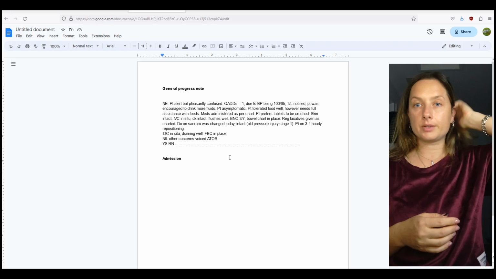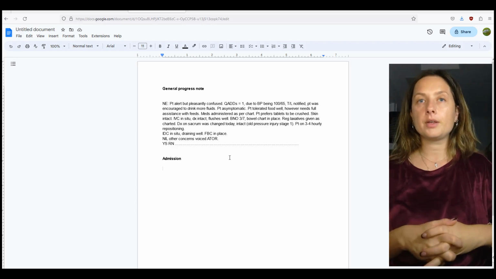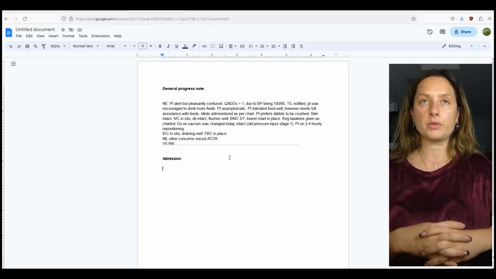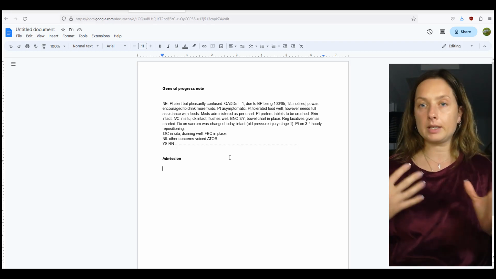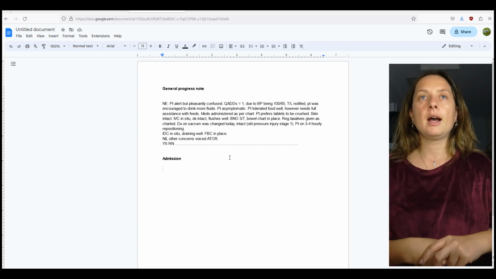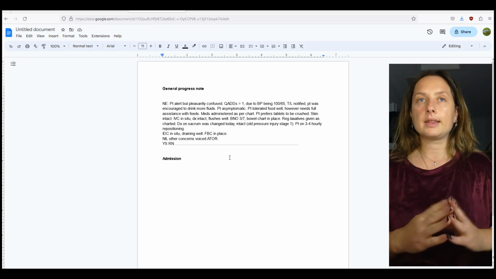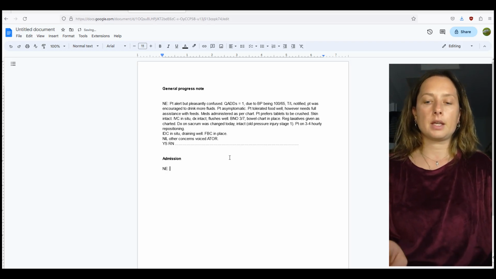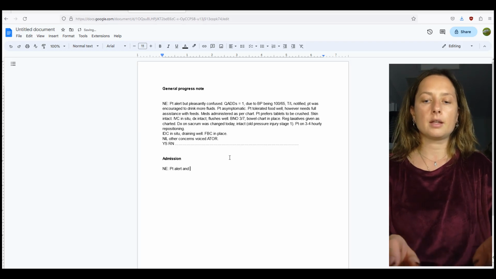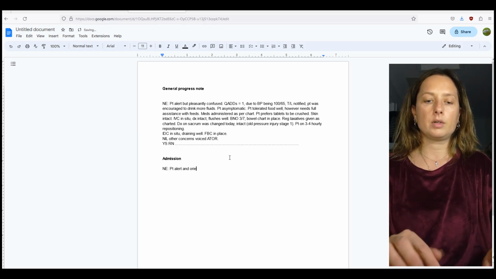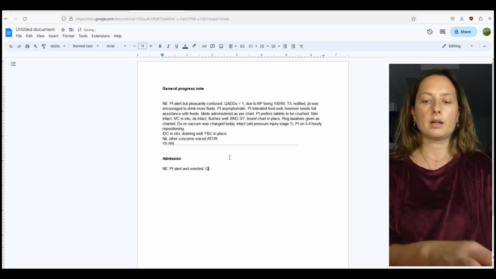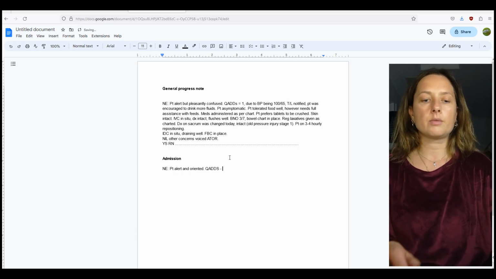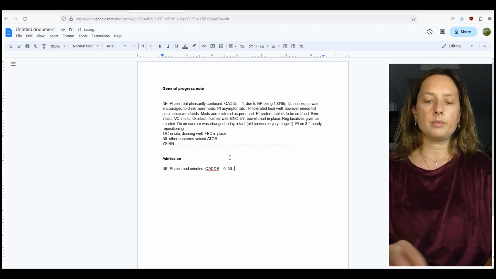Then I will ask what their mobility was at home, just to confirm what was given to me on handover, just to make sure that it is the right information, and put it all in the notes. And then my progress note would be nursing entry, and I would say patient alert and orientated, Q adds equal 0, new complaint of pain.